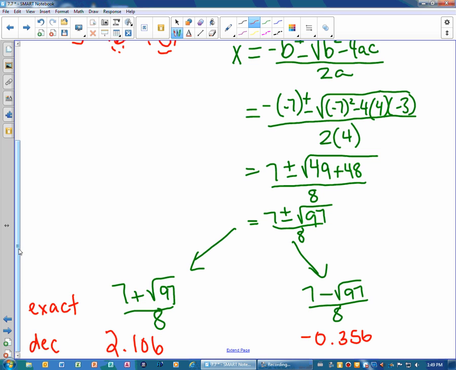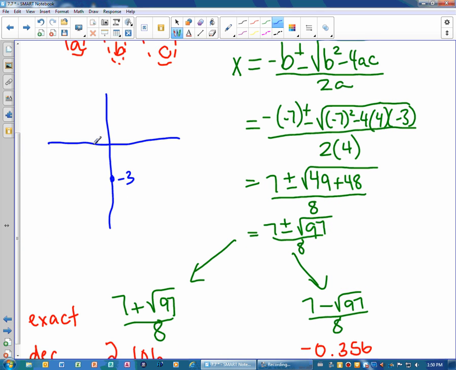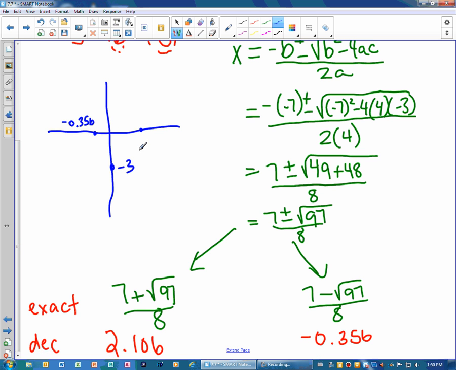Okay, so back up to our original question, 4x squared minus 7x minus 3. If I were to quickly sketch it, this is what it looks like. First of all, I know it opens up because my a is positive. It crosses my y-axis at negative 3. It crosses my x-axis at negative 0.356. It crosses at 2.106. And then it looks something like that.